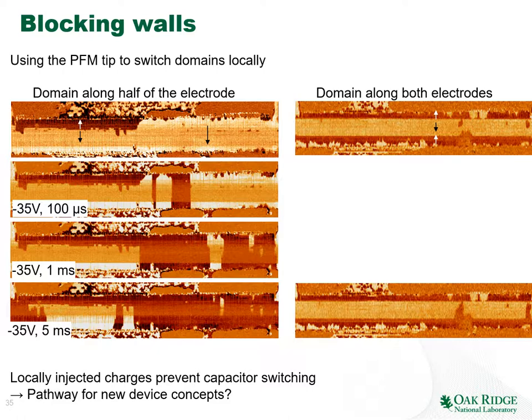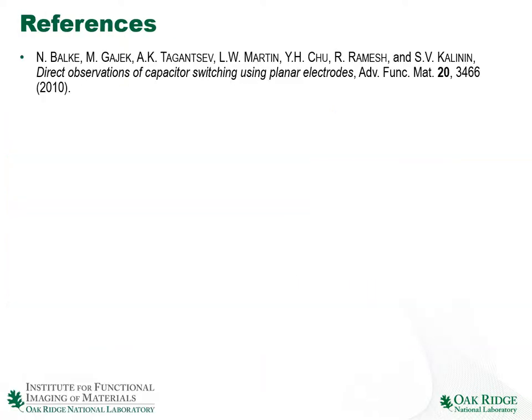Interestingly enough, if we write these negative domains along both electrodes, we really cannot switch the polarization anymore. So interestingly, by partially switching the material, we have precluded it from switching completely. So very interesting. And these studies are discussed in detail in this paper by Nina in collaboration with Lane Martin, Eddie Chu, and Ramesh.